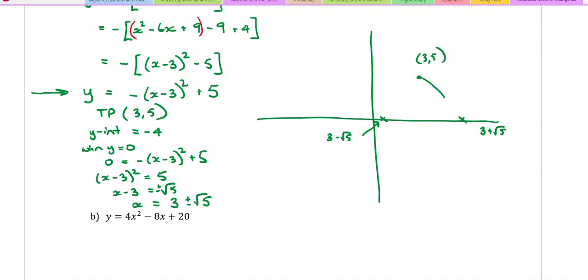And the parabola is coming down like that, down like that. And then through the y-axis, that y-intercept there is negative 4. Okay, so we should have known that that parabola was going to be concave down because of the minus that was out the front when I did all that factorising.